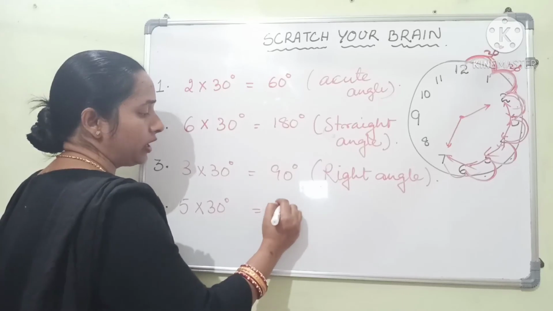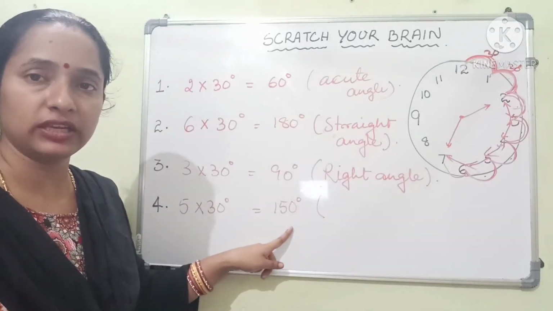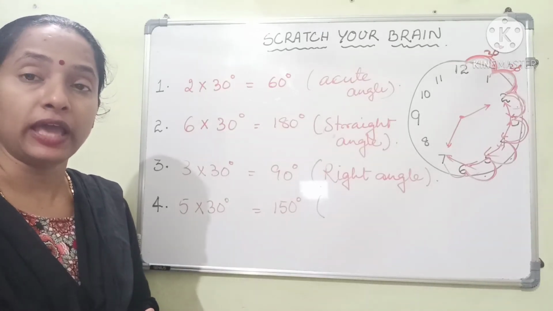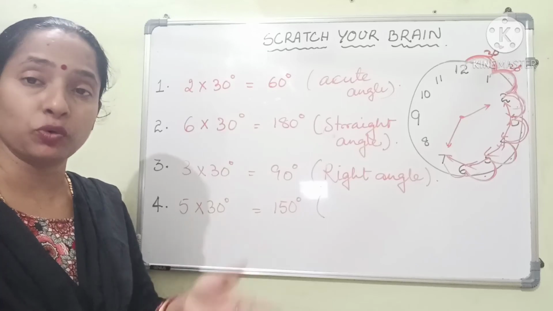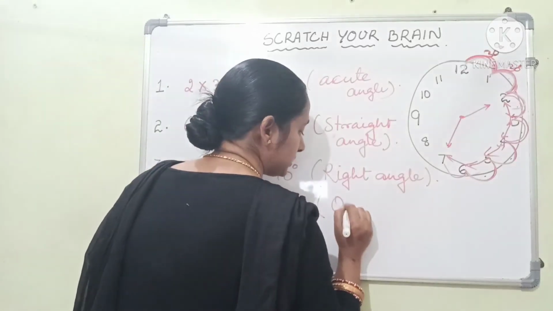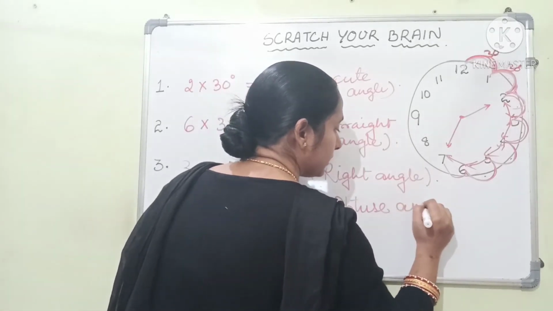That is 150 degrees. Children, 150 degrees is more than a right angle, or more than 90 degrees. So what is the angle called whose measure is more than 90 degrees? It is an obtuse angle.